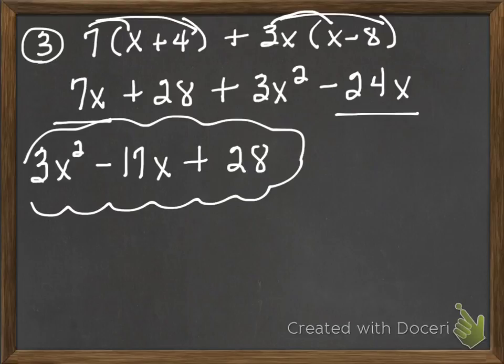Okay, you try number 4. You're going to distribute the 2. And let me give you a little hint. The x is negative that you're going to distribute. Distribute the 2, then distribute a negative x, and then combine like terms. 4 is going to be harder than 3. See if you can do it.